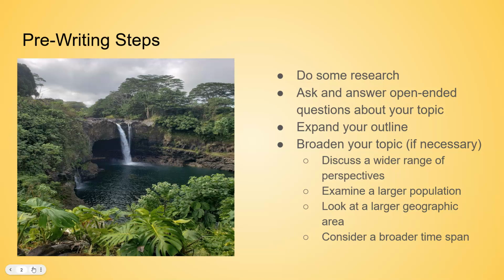You can expand your outline, which you will do next week when you create your outline for the research paper. And you may need to broaden your topic. Some of your topics might be okay as they are, but if you start looking at essay number 3 and you find that maybe your topic was a little narrow in terms of trying to now research it for a research paper, you can try discussing a wider range of perspectives, examining a larger population, looking at a larger geographic area, or even consider broadening the time span. So looking at a broader time span.